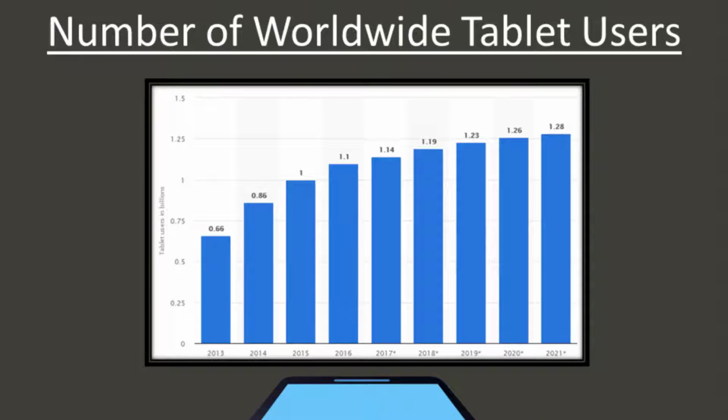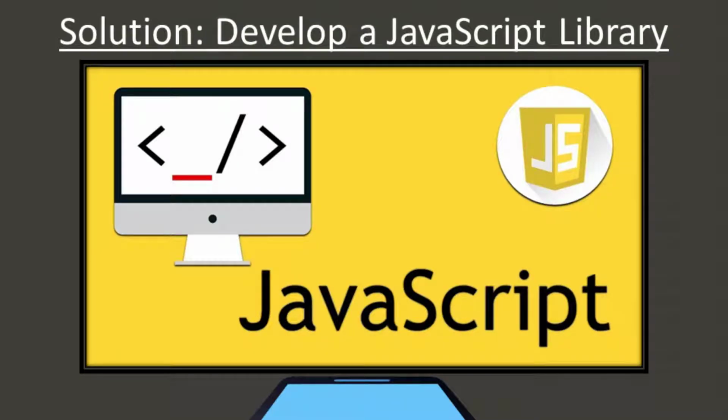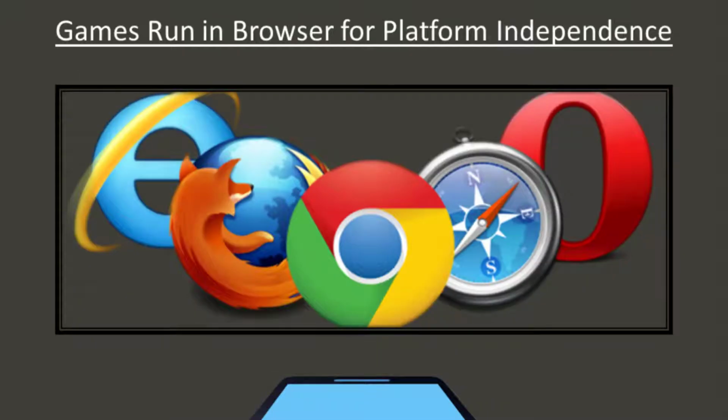In order to do this, I found it best to develop a JavaScript library, as this would allow the code to work with web browsers. By making the code library compatible with tablet web browsers, it eliminates the need for games to be completely rewritten to work for a multitude of different operating systems.